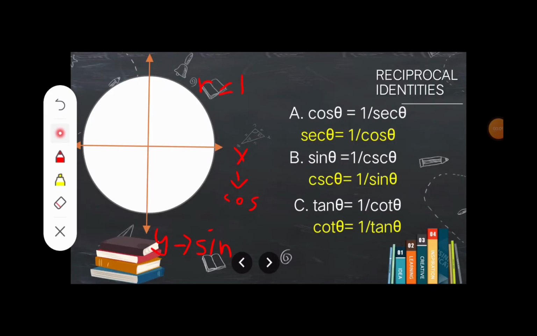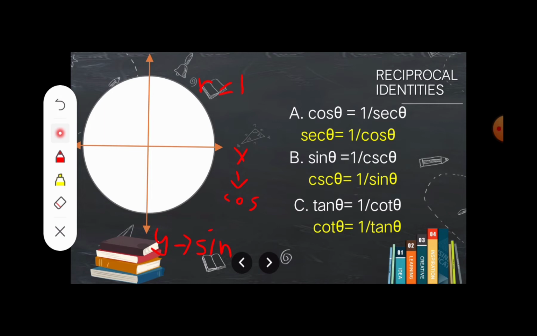So, from our unit circle, our radius is 1. From the point of origin to the right, that is equal to 1. Our horizontal is the x-axis and the vertical is the y-axis. We know that in our unit circle, x is for our cosine and y for our sine. That's why in our fundamental trigonometric identities, we have the reciprocal identities.